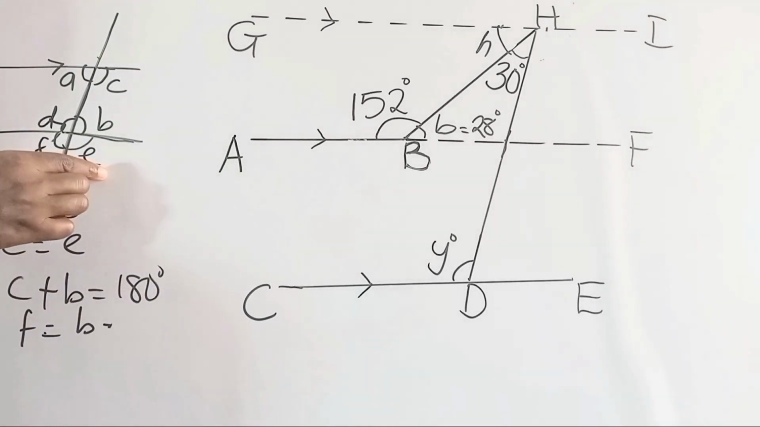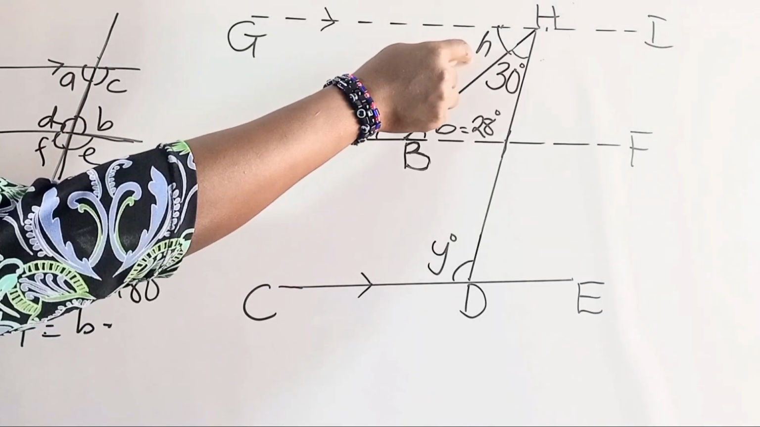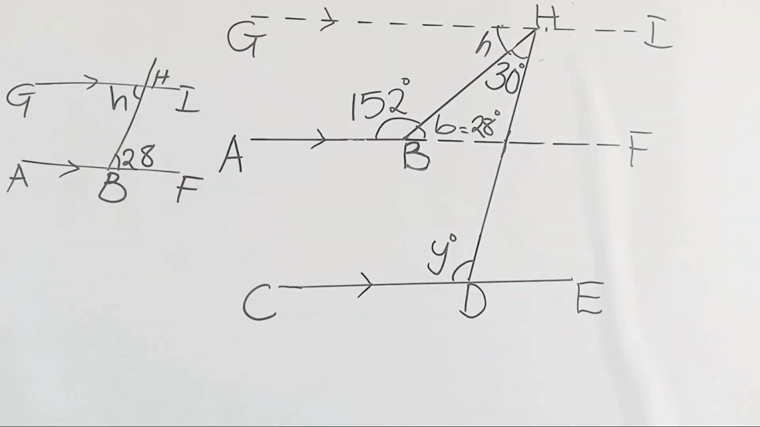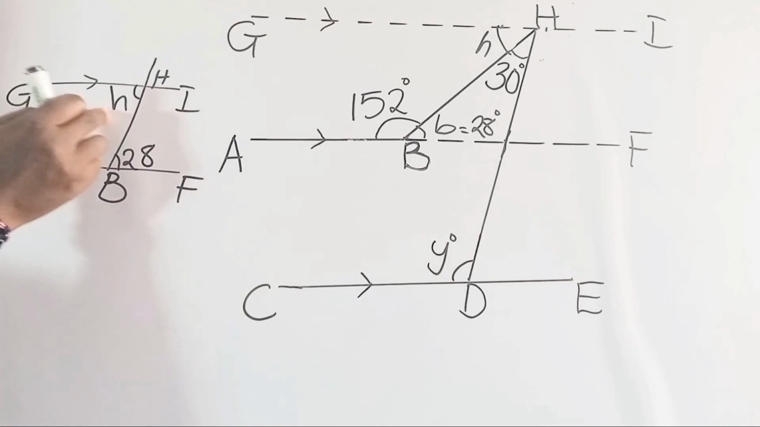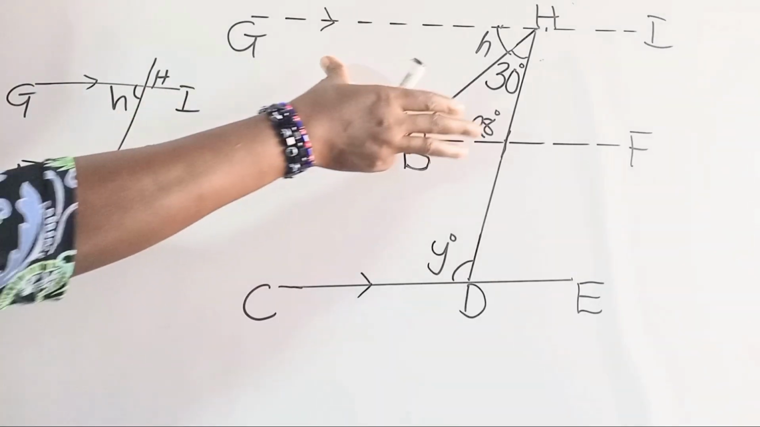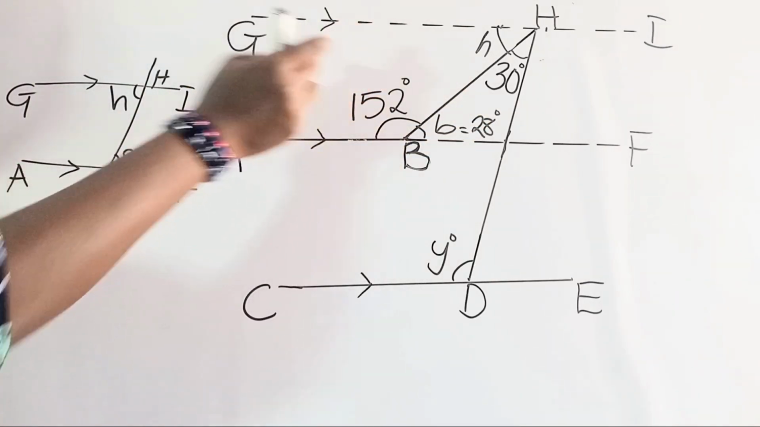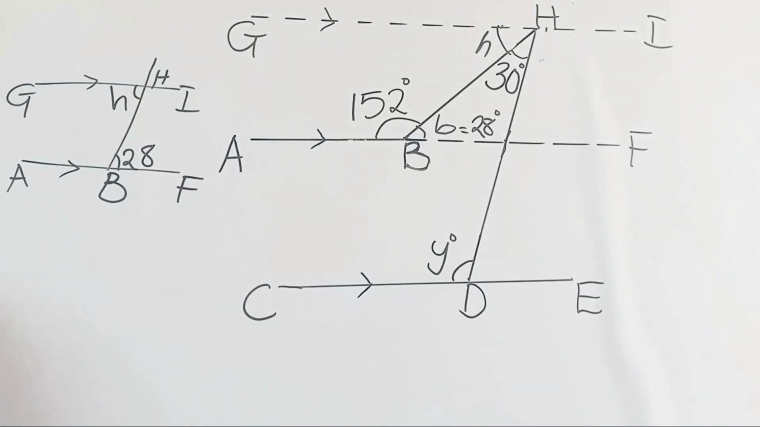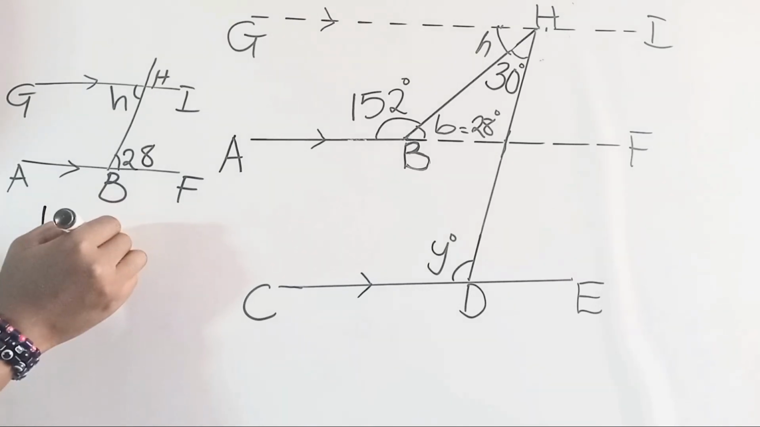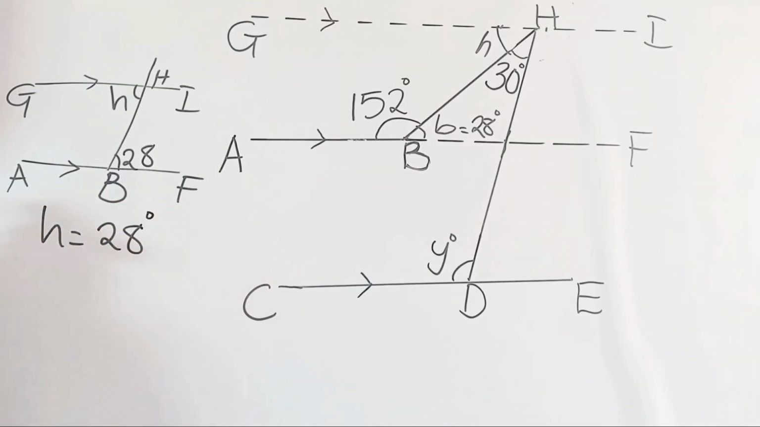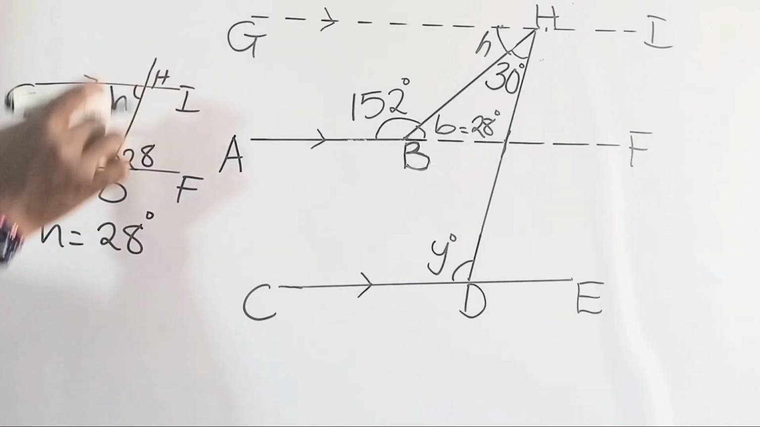We're going to use one of these relationships to find angle H. Considering these two parallel lines, line GI and line AF, with this transversal HB, we're going to use it to find this angle H. I've just extracted it from these two parallel lines and brought it here. Now we know that this is a transversal and angle H is equal to 28, and the reason is because they are alternate angles.